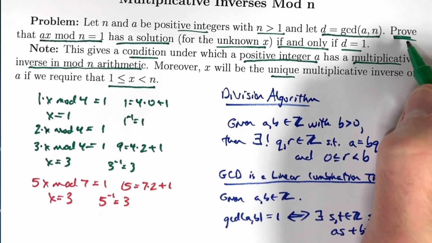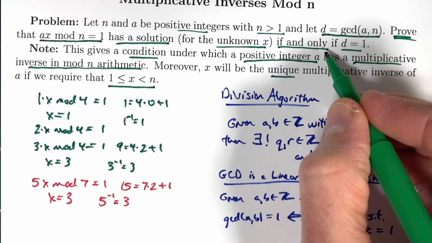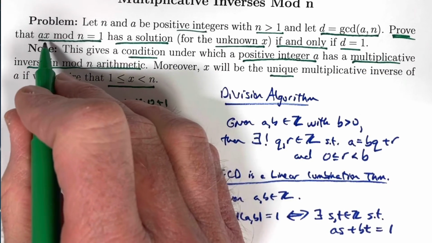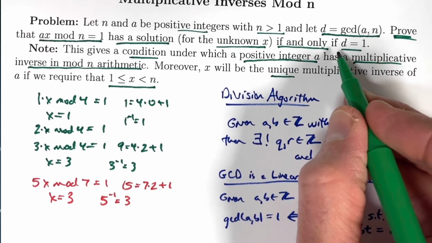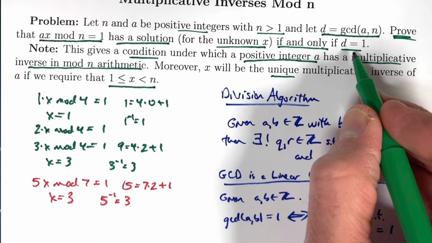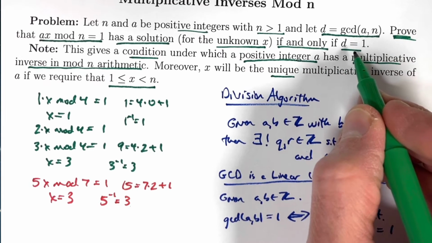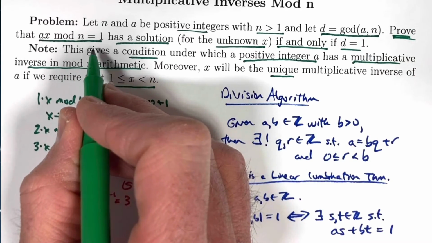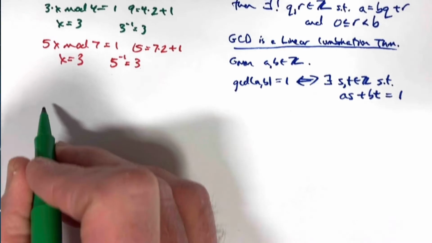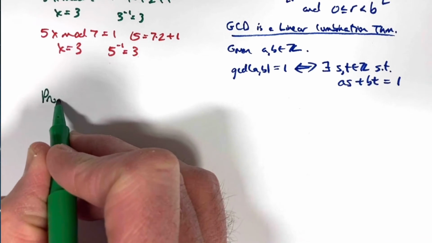Remember, we're trying to prove an if and only if, two directions. That means there's two things to prove. We start by assuming that ax mod n equaling 1 has a solution for x, and we try to prove that d equals 1, d being the GCD of a and n. And the second thing we prove is that if d equals 1, then this equation has a solution. Let's prove the rightward direction first.